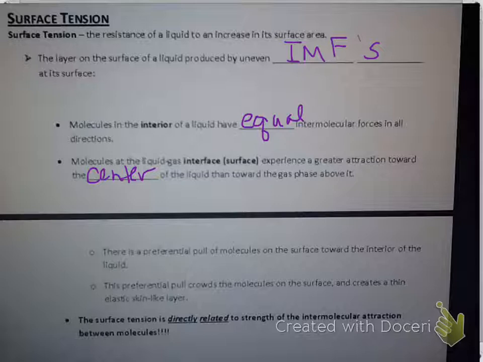So what's going to happen is there's going to be a preferential pull of molecules at the surface toward the inside of the liquid. So molecules on the surface of the liquid, those on the outside that you see, will be pulled inward more strongly than the ones on the inside. And this is what's going to create a thin, elastic skin layer that creates the surface of that liquid. And I'm going to try to draw a picture to show you what's going on here.